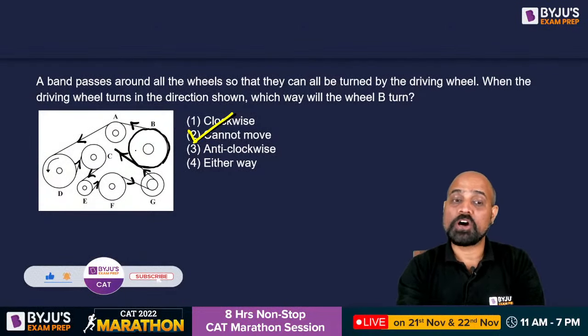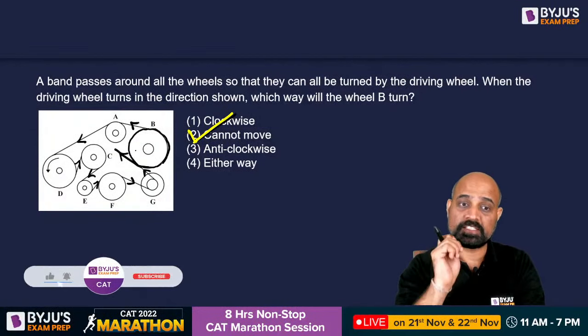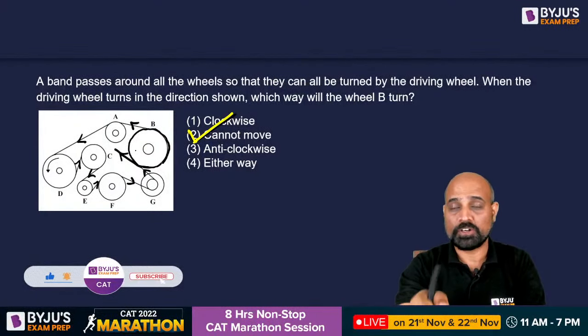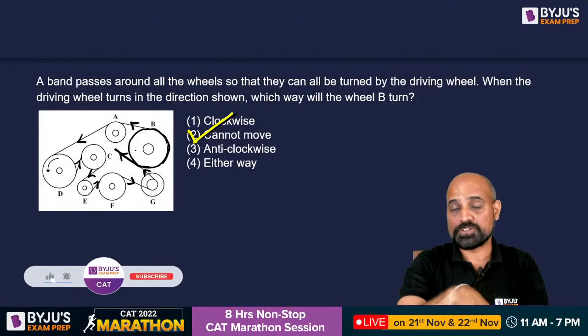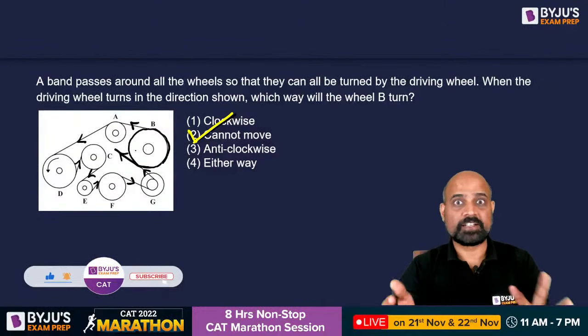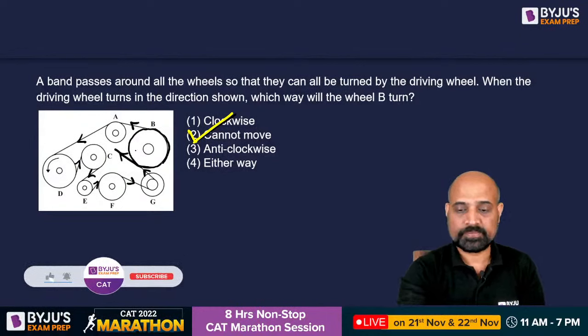So depending upon how someone perceived this question, did they straight away go to pulley B or wheel B, or did they actually draw the arrows? वो decide करता किसने कितना time लिया, right?